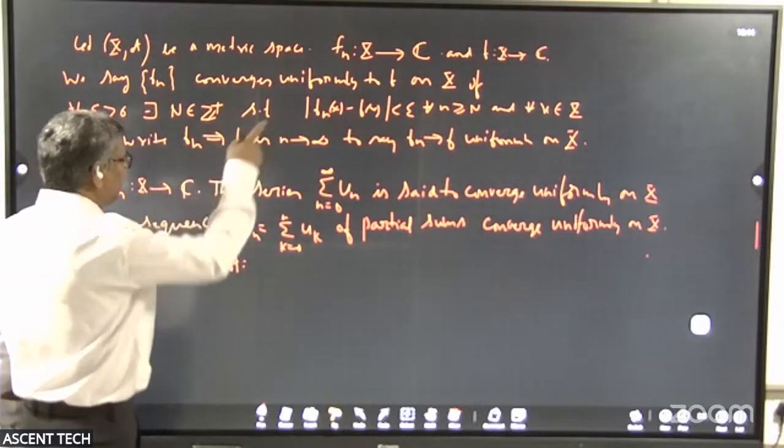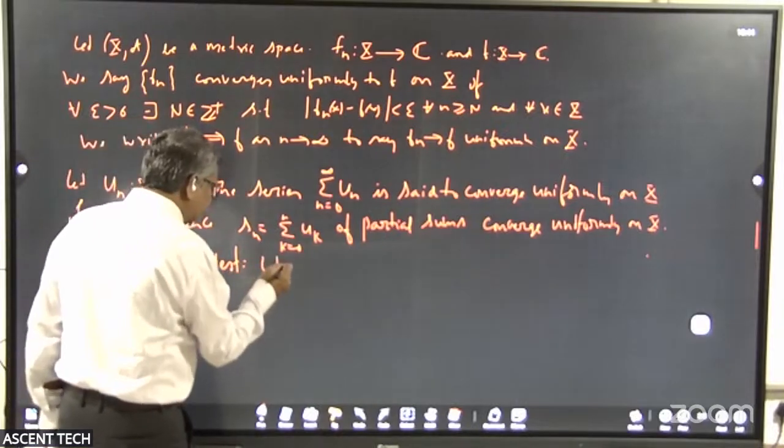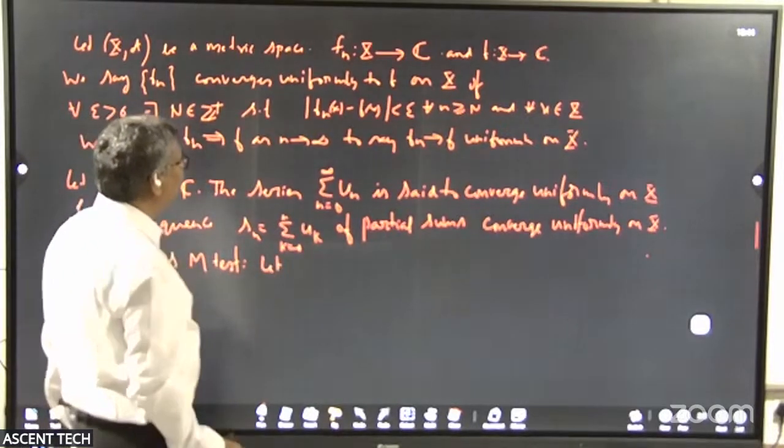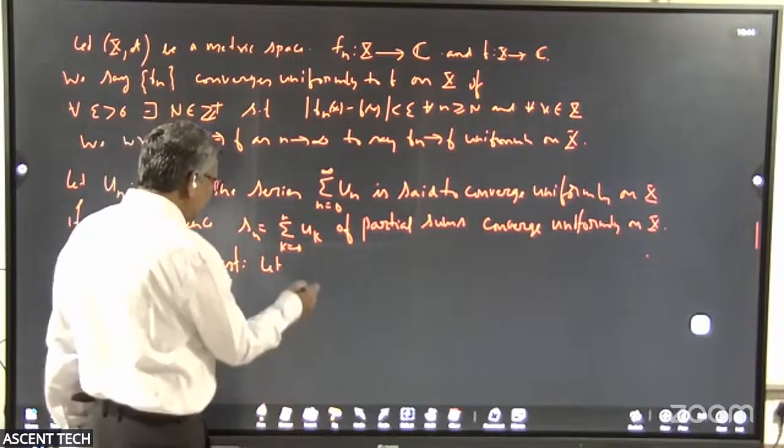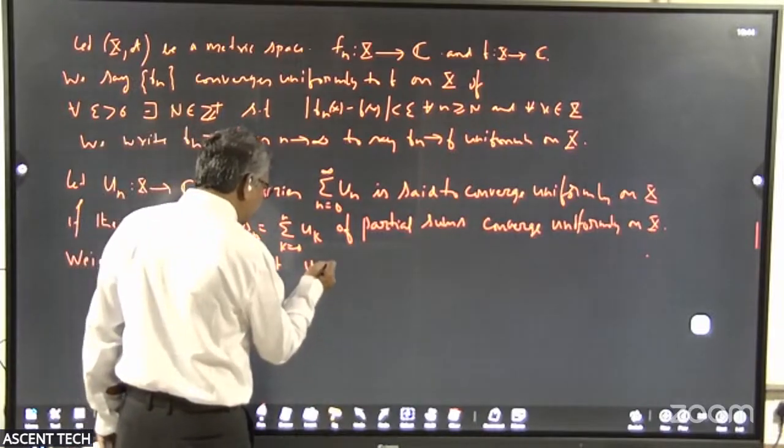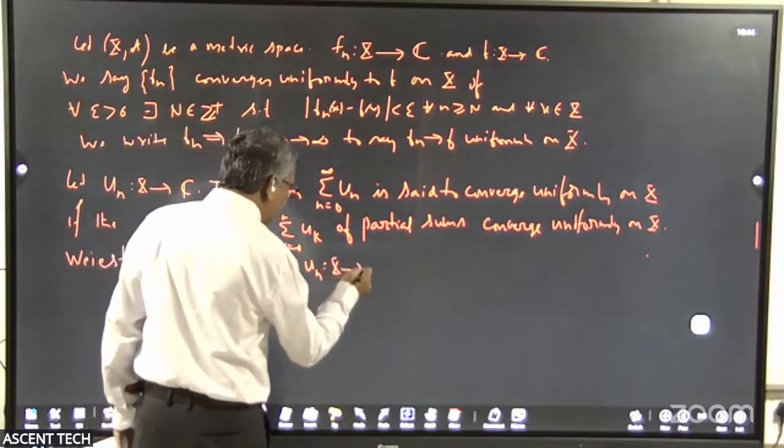I have a sequence of, let's say, let Un be a function from X to R.